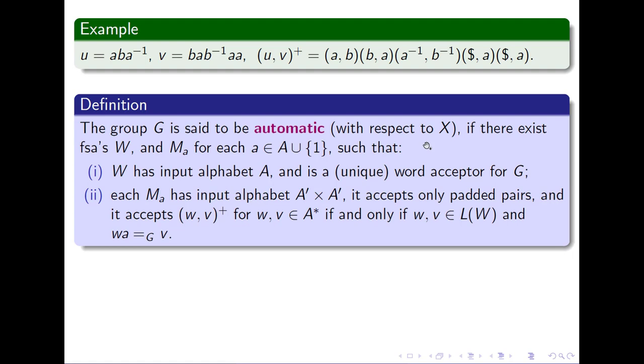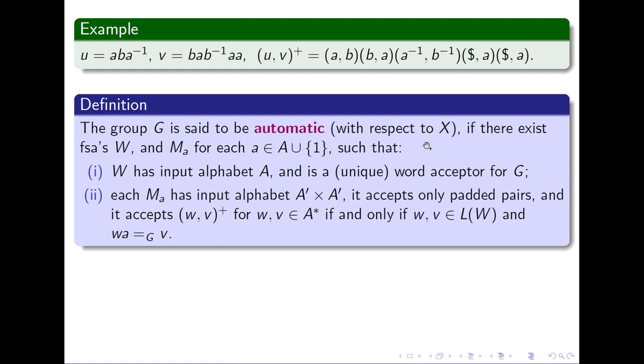So now we can get to the definition. A group is automatic with respect to X. I put X in brackets because, although the definition involves X, one of the first propositions on the subject is that if it's automatic with respect to one generating set, then it's automatic with respect to any other. So we require a word acceptor W. We could insist it was a unique word acceptor if we wanted to, but there are advantages to not always insisting on that. For example, in hyperbolic groups, you could take the language to be the set of all geodesic words, which is not unique because you could have two geodesic words representing the same group element. So it's convenient not to insist on uniqueness, although you can if you want to. In the hyperbolic context, you could also take not all geodesic words, but the lexicographically least amongst those geodesic words that represent the same group element.